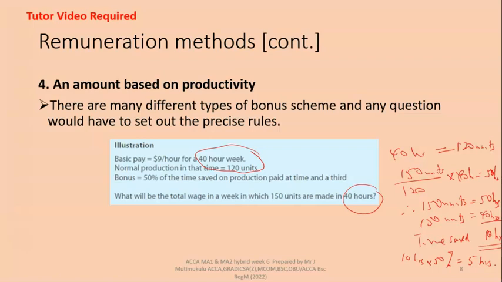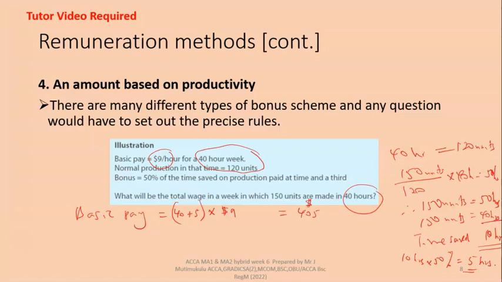So what is our basic pay? Basic pay is equal to the normal 40 hours plus 5 hours here, the 5 hours we are talking about, multiplied by $9 per hour. And you can see that the basic pay is equal to $405.